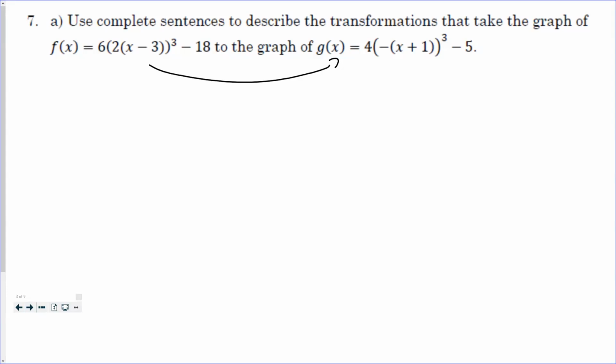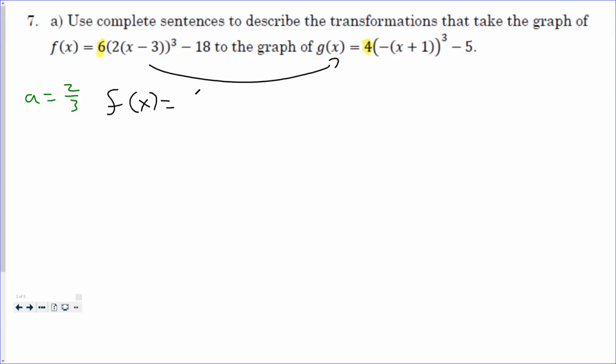So the first thing I'm going to look at is I'm going to look at the 6, and I'm going to look at the 4. Where I'm going to see, well, I have a 6, but I want to transform that 6 into a 4. So how do you do that? Well, you can multiply it. You can multiply your f of x by 2/3, exactly. So I can multiply f of x by an a value 2/3.